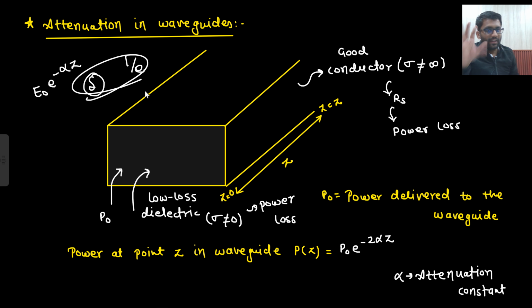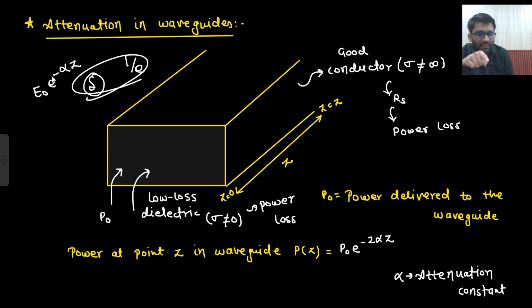But till now, in waveguides, we were studying that if E naught is entering, then till the end as well there will be E naught only. But now what will happen? If E naught is entering, then it will lose its amplitude. And why is that so? Because of the loss. There is lossy dielectric and there is a good conductor. Because of the loss, it is losing its amplitude.